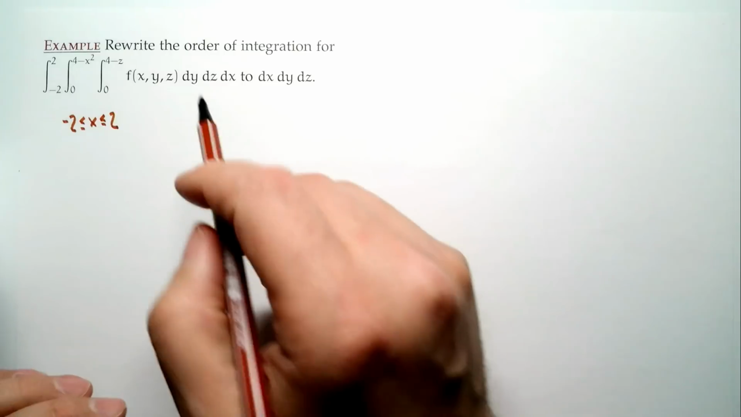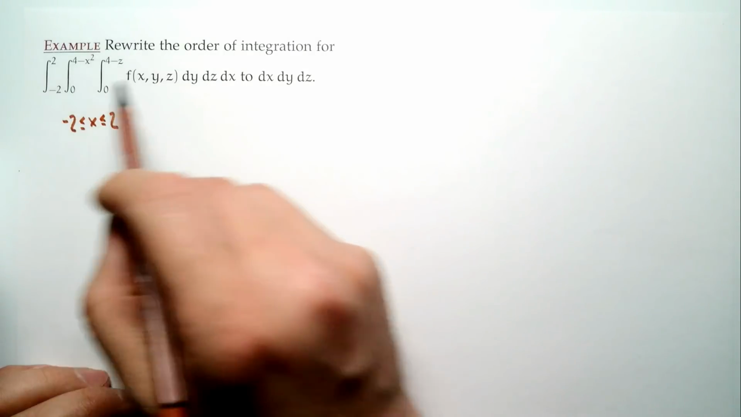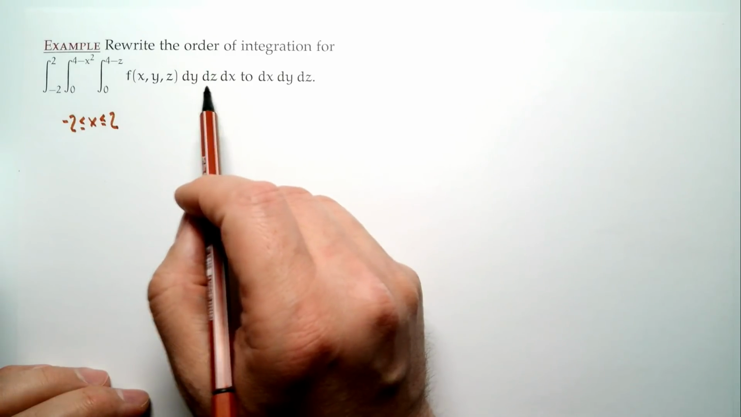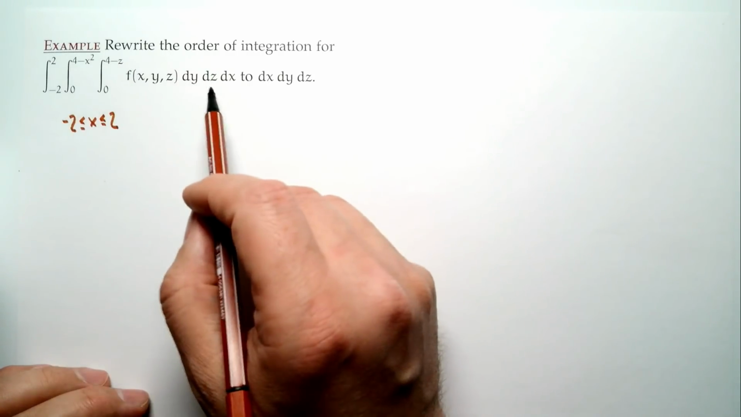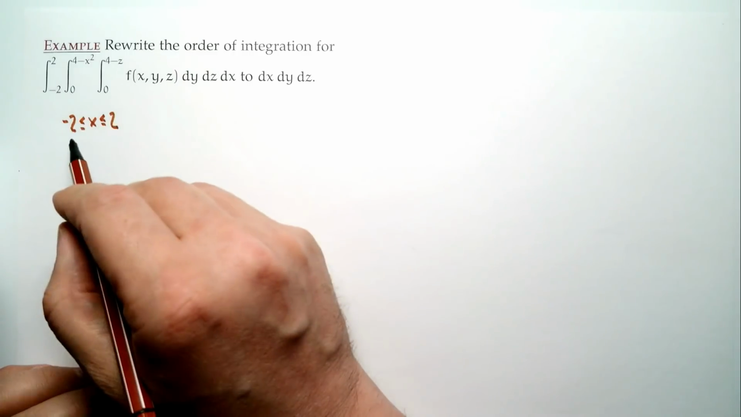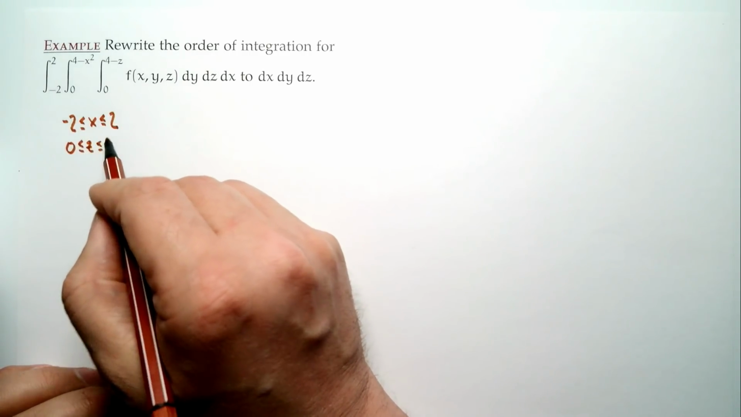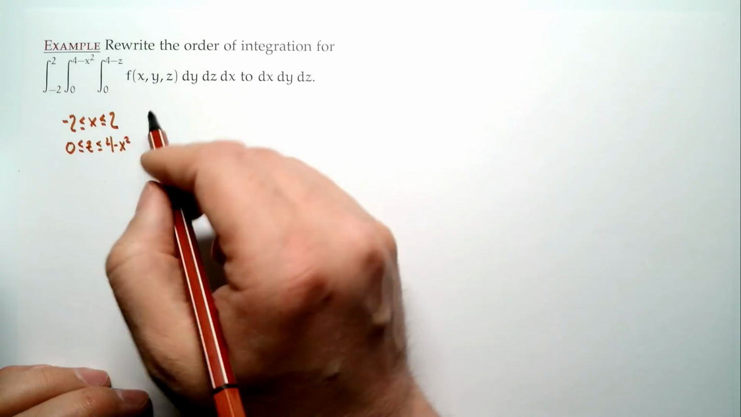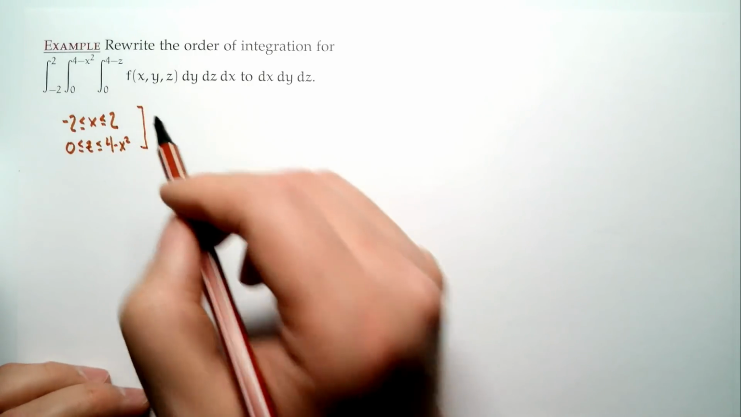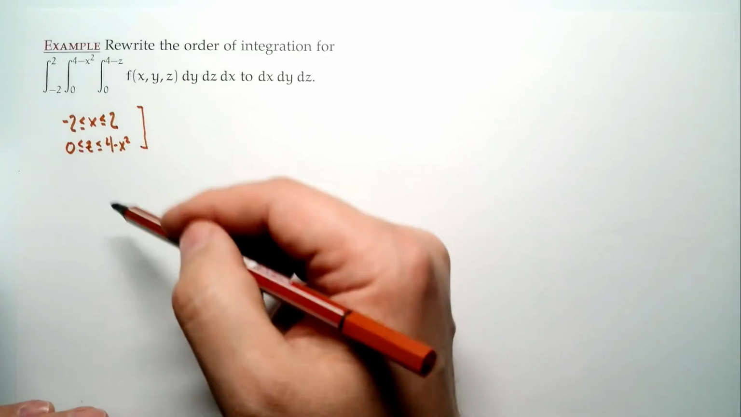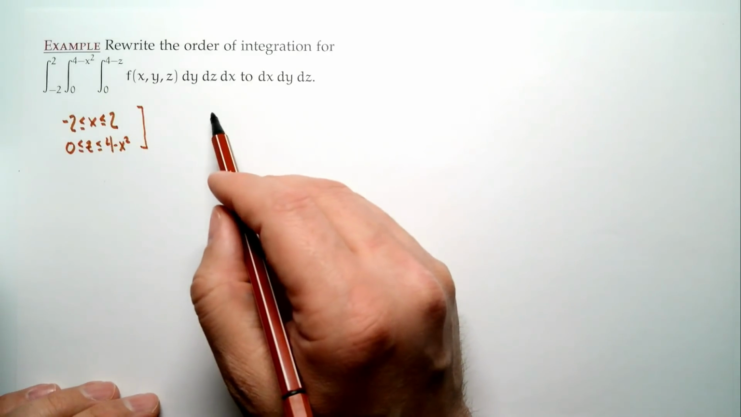Now once we get to the second layer, that's with z, things get more interesting. So I'm going from z equals 0 to z equals 4 minus x squared. So 0 is less than or equal to z, which is less than or equal to 4 minus x squared. Now if we put these two things together, what are we doing? Well, we're in the xz plane, because there's just x and z right now.